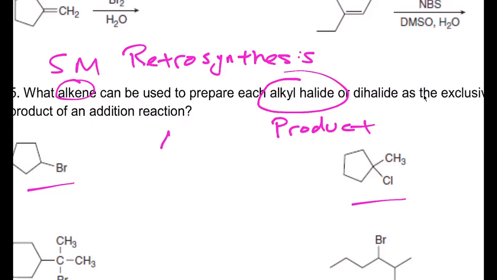We can add HX or add X2 to the alkene. Follow? That's what we just did in that very first example. That's a way to make alkyl halides. And I think I showed you that when we first started talking about these reactions too.